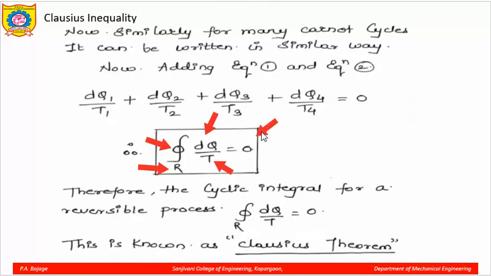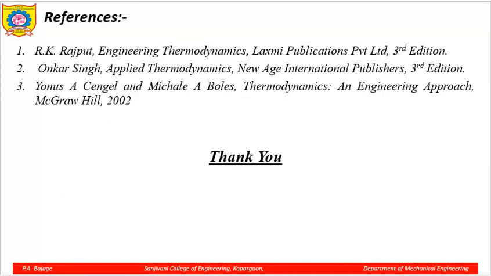We have already seen the Clausius inequality and theorem, and hence we can write the same term as the cyclic integral for a reversible process, and this is known as the Clausius theorem. So, by using different reversible isotherms and reversible adiabats and applying the Clausius theorem, we have derived the Clausius theorem from the basic definitions, and these are the references.